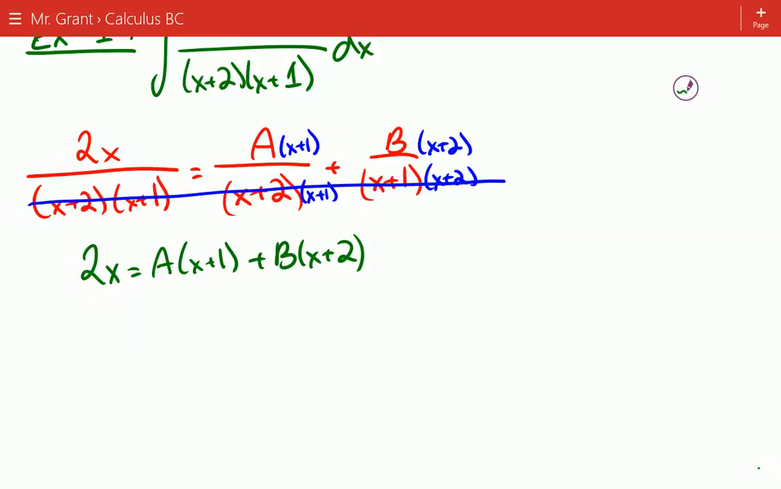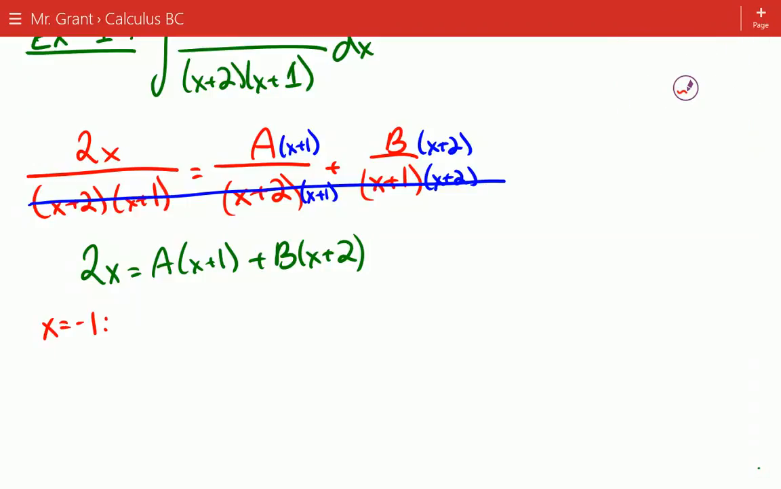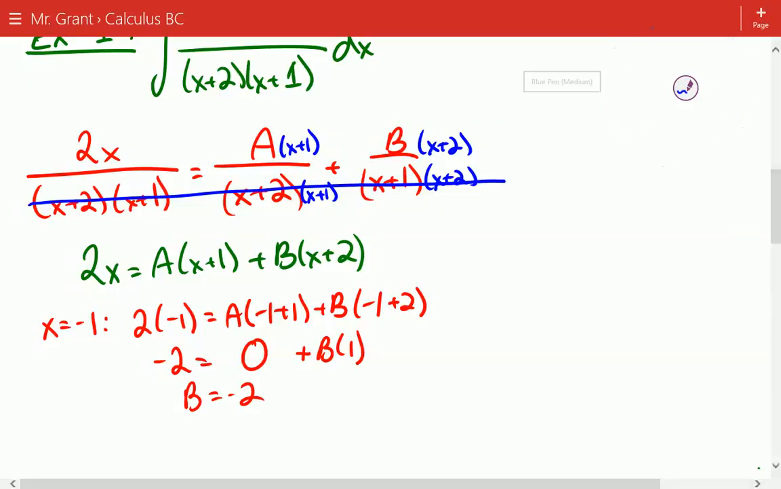From here, it's really just a matter of choosing x values that make your life easy. For example, we could choose x equal to negative 1. I'm picking that because that will make this factor, along with a, disappear and let us solve for b. So it would tell us 2 times negative 1 is equal to a times negative 1 plus 1 plus b times negative 1 plus 2. Simplifying a bit further, we find negative 2 is equal to, well, that's zeros, plus b times 1. And simplifying, we find that b is negative 2.